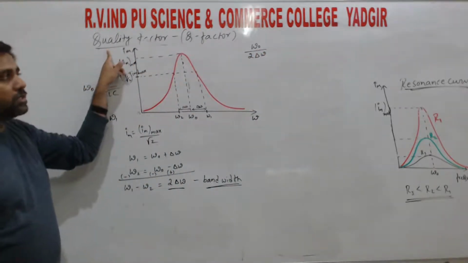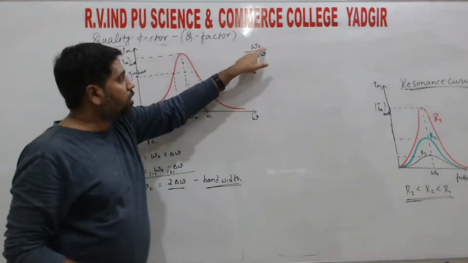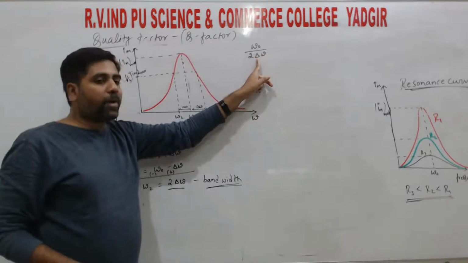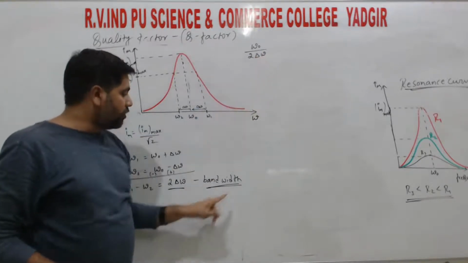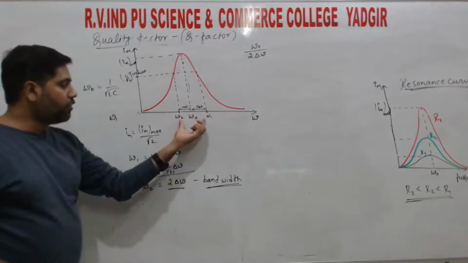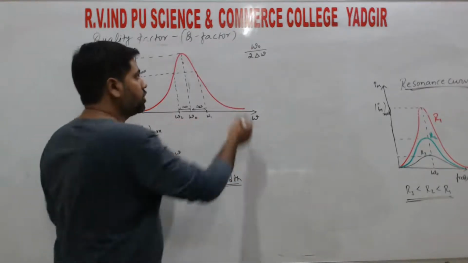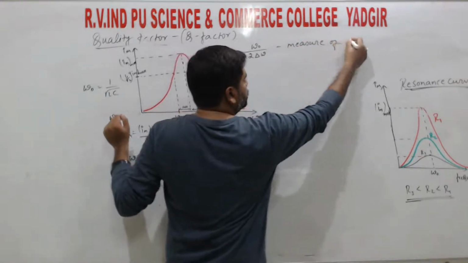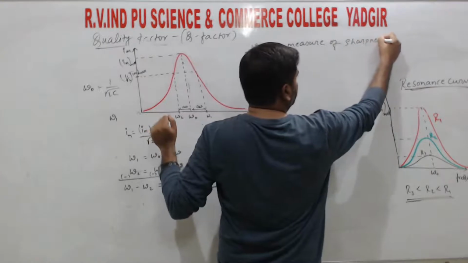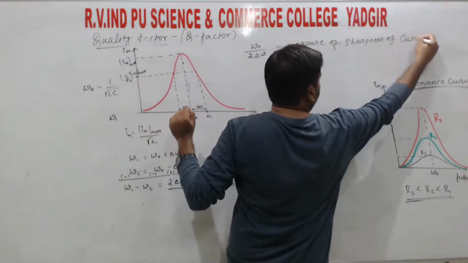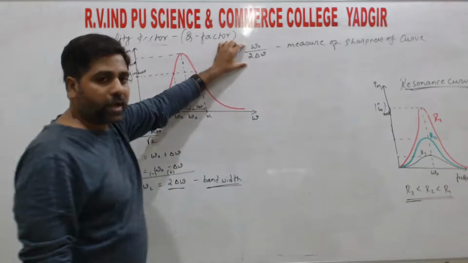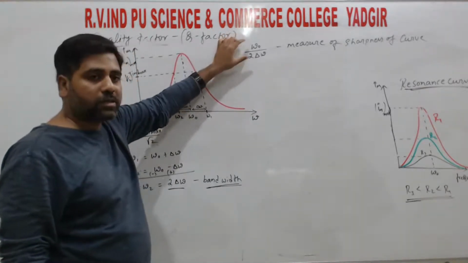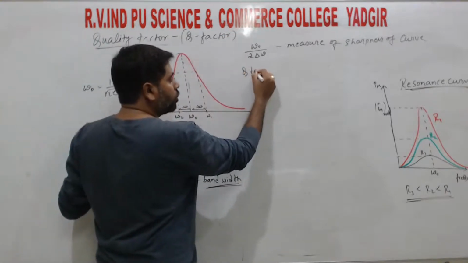Quality factor is defined as the ratio of the resonant frequency, where omega naught is the resonant frequency, divided by 2 delta omega, that means the bandwidth. We take this value as the bandwidth, the width between the two frequencies. This gives a measure of the sharpness of the curve. So that's why we call this value the quality factor or Q factor, right?